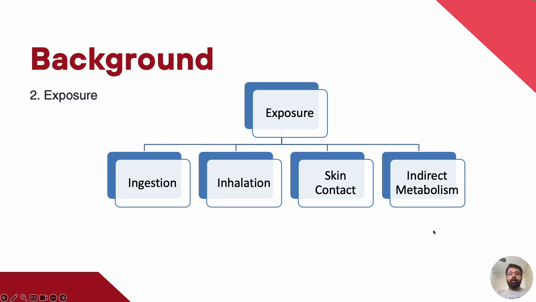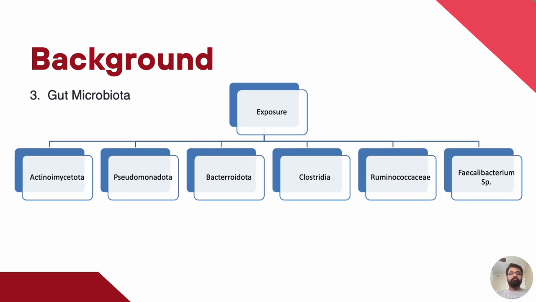And then also indirect metabolism. Indirect metabolism means if a person consumes one particular environmental pollutant, it goes to their liver, and the liver metabolizes it, breaks it down, and the metabolic products are actually more harmful than the primary pollutant. That's called indirect metabolism. They get into the metabolism and then produce a different compound.